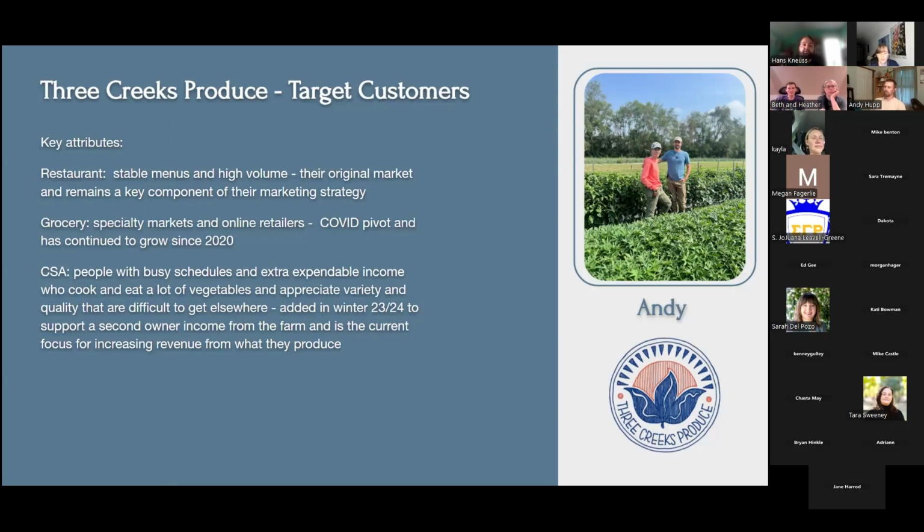And then they also have their CSA. And in their CSA, they're looking for people with busy schedules, little extra expendable income, who really cook and eat a lot of vegetables and appreciate having local high quality food with variety and high quality, like I said. And then they added this in the winter of 23-24 in order to support a second owner on the farm. And this is kind of their current focus for increasing revenue from what they produce.